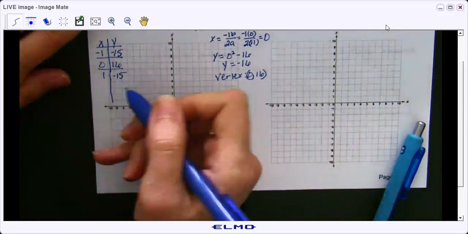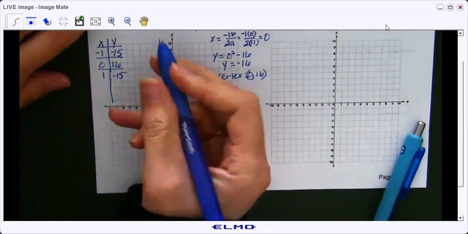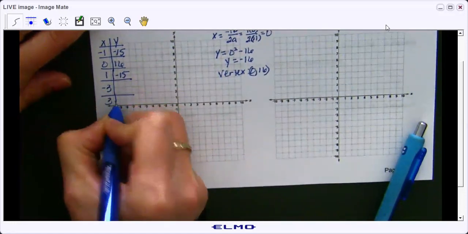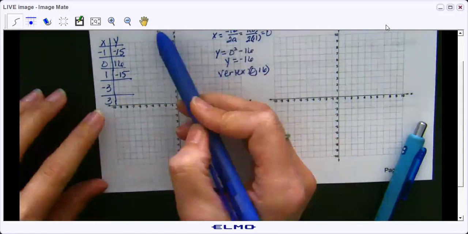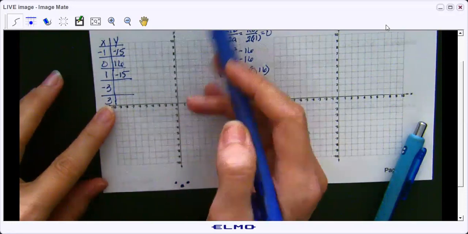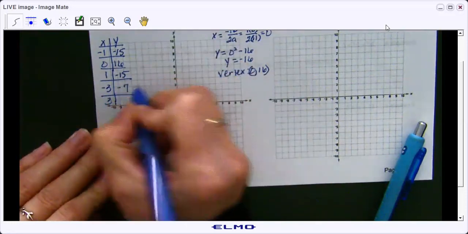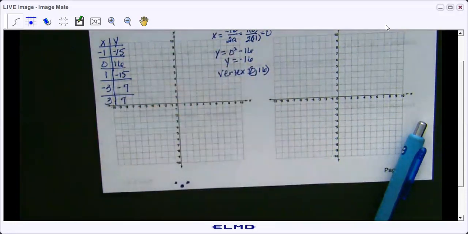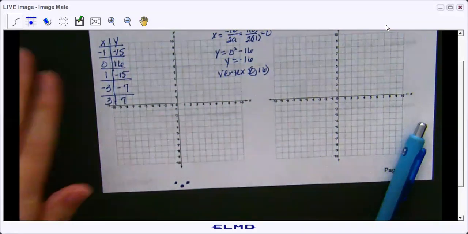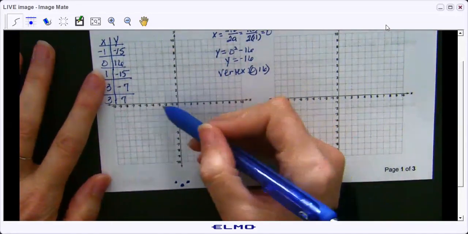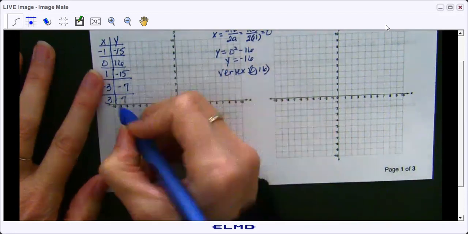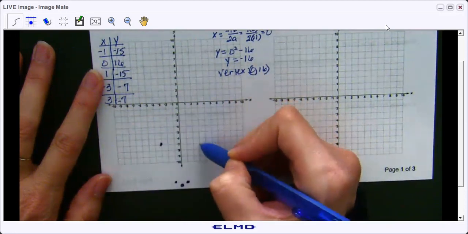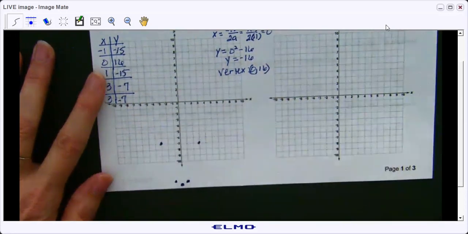I'm going to choose, let's see. Let's choose -3 and 3. So -3 squared is 9. 9 minus 16 is -7. 3 squared is 9. 9 minus 16 is -7. So now we have points that are actually going to fall on our graph, and this might look a little bit better. So -3. Oops, that's a -7. -3, -7. 3, -7. Okay, now we can draw our graph.